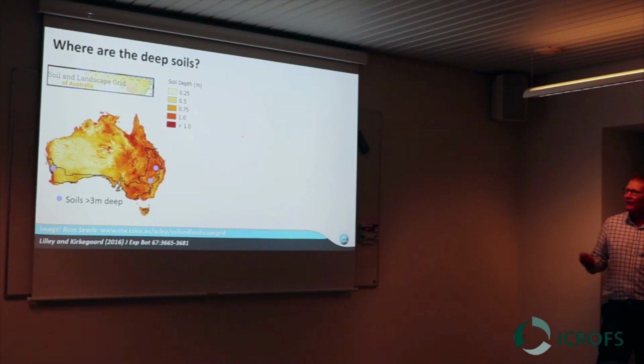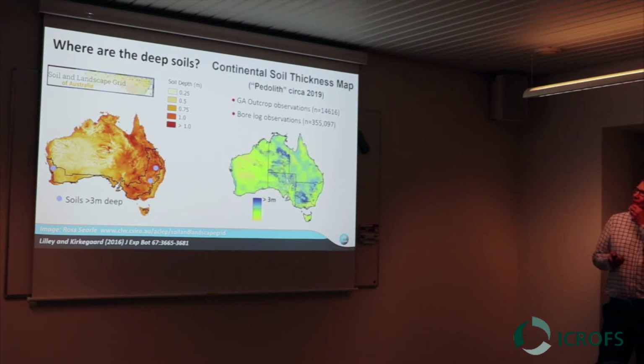However, they're getting better at this, and now they've been working on developing a continental soil thickness map. They talk about a pedalith, which I think Peter called it something else, but it's the stuff above the bedrock that might be rootable. This is Geoscience Australia, a federal government organisation that deals with geology. They've got 14,000 outcrop observations from around the country where they can see how deep the soil is. And all of the people that dig bores for water often take observations of when they're hitting soil or rock, and there's 355,000 of those. So they've collected all this information and then done some fancy geostats and modelling, and now these blue areas are areas of Australia where the soil is likely to be deeper than 3 metres.